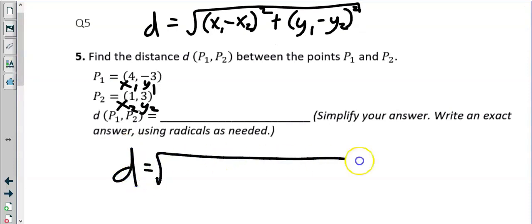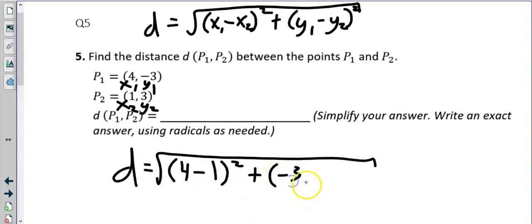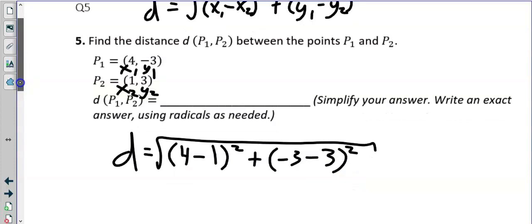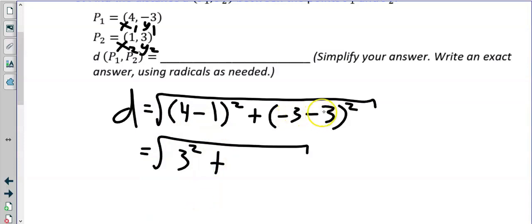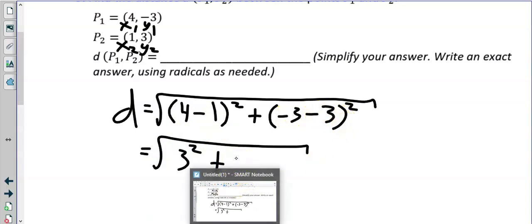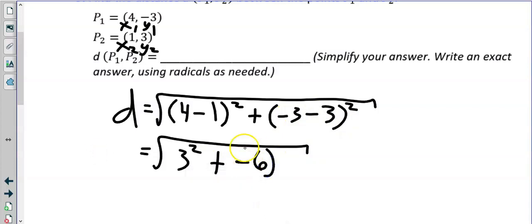So D equals the square root of, parenthesis, who's x1? 4. Minus, who's x2? 1. Squared, plus, who's y1? Negative 3. Who's y2? There you go. All right, so we filled in. Now we just start doing some PEMDAS. PEMDAS says take care of your parentheses first. So what's 4 minus 1? Plus, what's negative 3 minus 3? Negative 6.